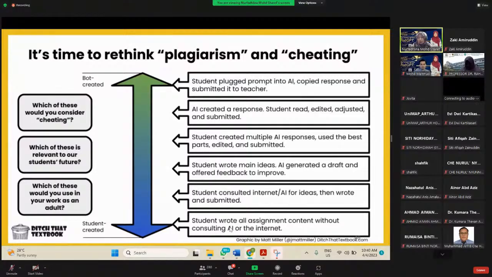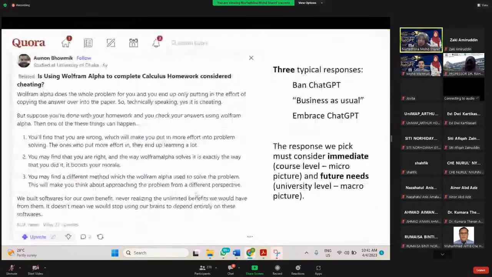How about when the student wrote all assignment contents without consulting AI or the internet? This, of course, is purely student created. But what if we have students who can write all the assignment content with his or her own effort and leverage this technology to refine the writing and make the writing better, while in the process also learning to produce something better? So how do we facilitate and make this happen?